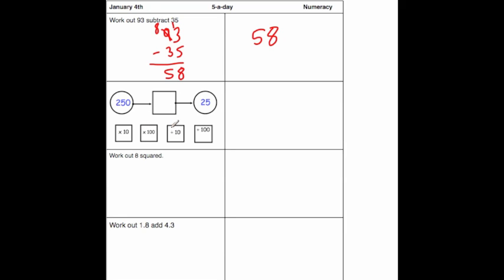If we divide it by 10, well, it's going to have the effect of taking off a 0, so that's going to be the correct answer. If we do 250 divided by 10, it'll be 25.